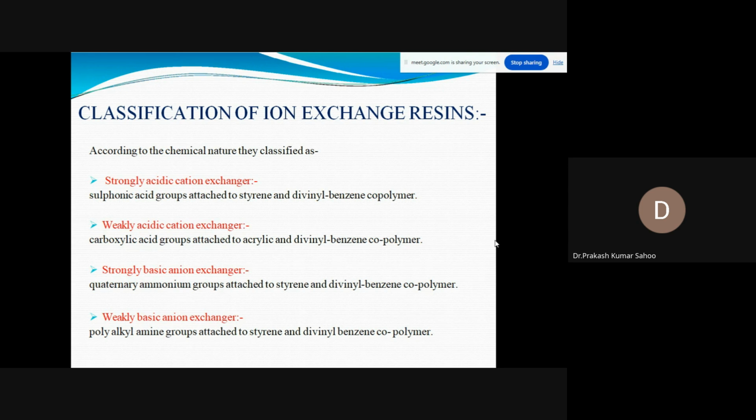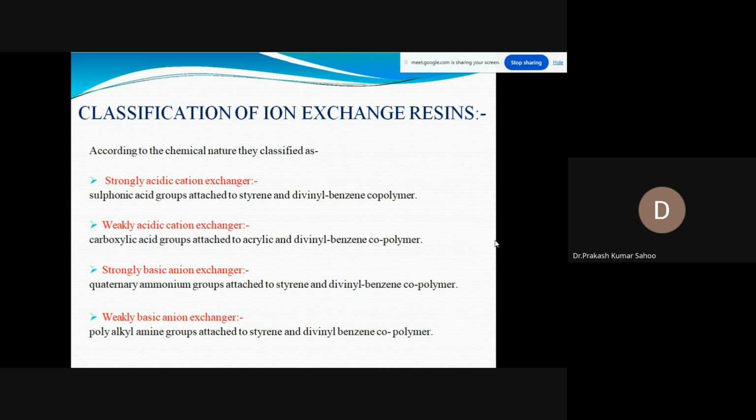Then a strongly basic anion exchanger. These are made of quaternary ammonium salt of styrene and divinyl benzene copolymer. And under weakly basic anion exchanger, we have polyalkyl amine groups attached to styrene and divinyl benzene copolymers. So there are four types of ion exchanger resins: strongly acidic, weakly acidic, strongly basic, and weakly basic.